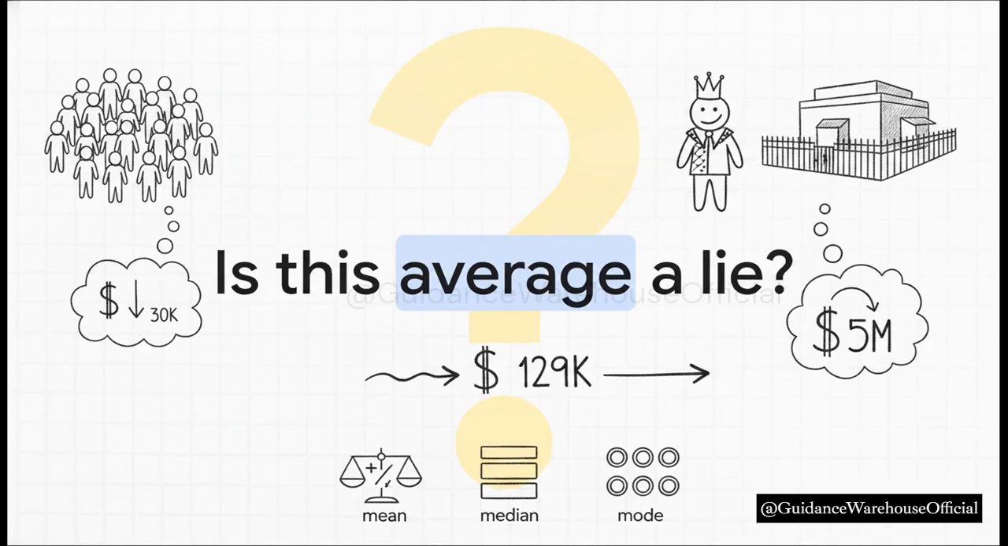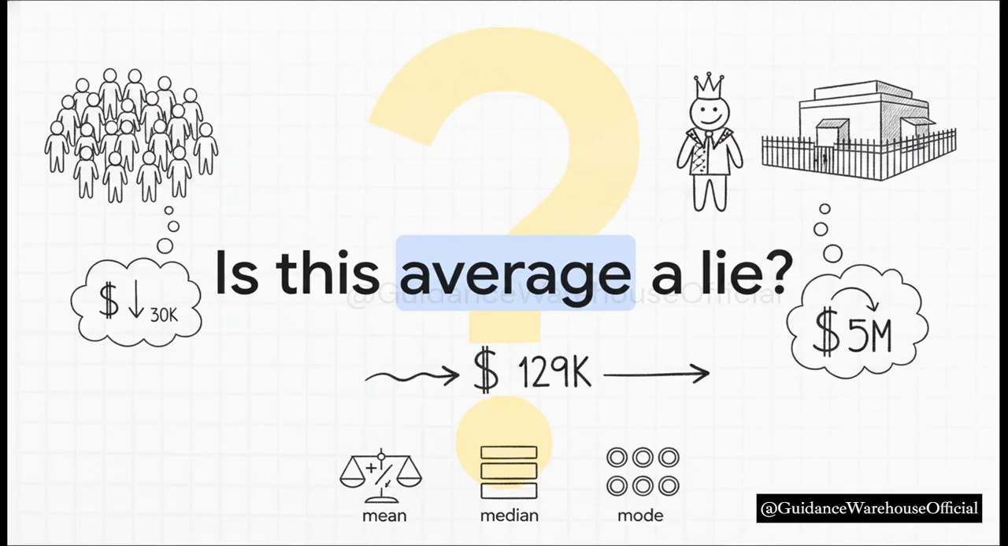What if 49 of those 50 people actually only make $30,000 a year? And just one single person, let's say a tech billionaire with a mega compound on the edge of town, makes $5 million a year. Is that $129,400 average a lie? Mathematically, no way. But practically, it is incredibly misleading.